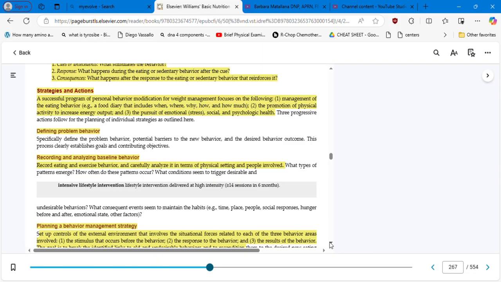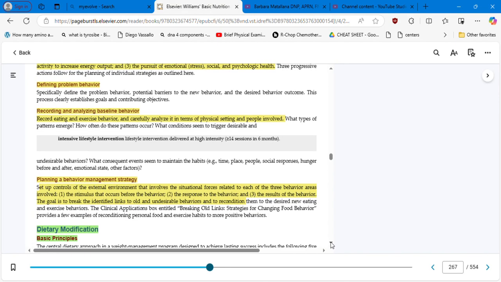A successful program of personal behavior modification for weight management focuses on the following. One, management of the eating behavior, with a food diary that inquires when, where, why, how, and how much. Two, the promotion of physical activity to increase energy output. And three, the pursuit of emotional, stress, social, and psychological health. And when it comes to nutrition, behavior and mental status are the most important. It's not economics. It's the mental status and the environment, right? The behavior of the people around us is going to trigger our own behavior.